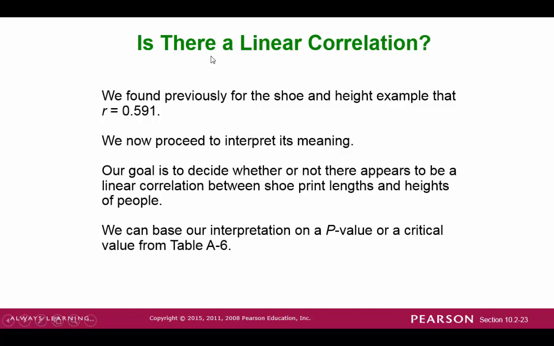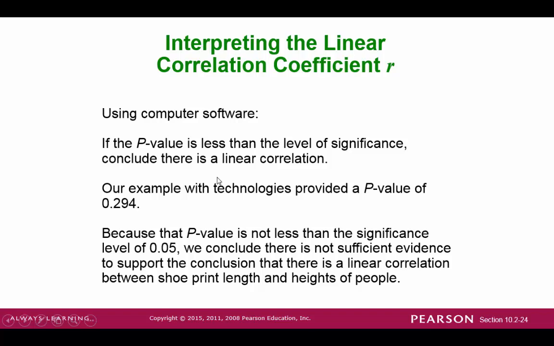So the question here is, is there correlation? Is there linear correlation? So our R value of 0.591 is going to be our key. If we want to interpret this meaning, we want to compare this value to some sort of critical value. And that critical value is something that we can find in table A6. If we're using the computer we can also find the p-value. So our p-value can just be compared to our significance level, which, if it's not given, is 0.05.